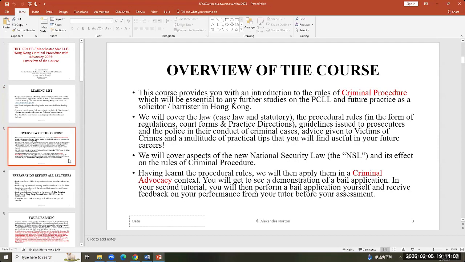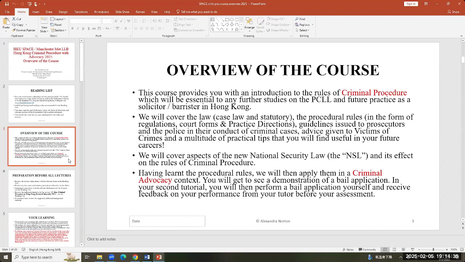So in terms of how this course is going to break down, obviously this is a course that's focused on criminal procedure. It's going through the rules, explaining the rules on criminal procedure, but it's also very practical in its nature, because you can't practice as a lawyer in Hong Kong without understanding the rules of criminal procedure. And so this course is really designed with that in mind.